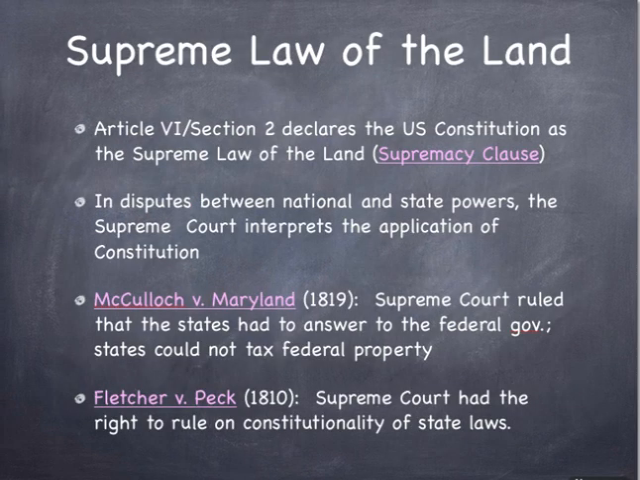It didn't take long after the ratification of the Constitution in 1790 for there to be problems between which power was supreme, the national power or the state power. Now, Article 6, Section 2 of the Constitution tried to determine that the U.S. Constitution was the supreme law of the land, and we refer to this as the Supremacy Clause. Now, in disputes regarding state law and federal law, it all goes back to what the Constitution states.